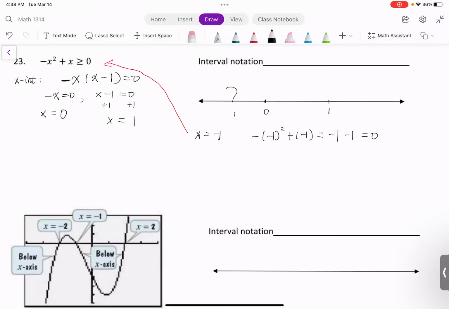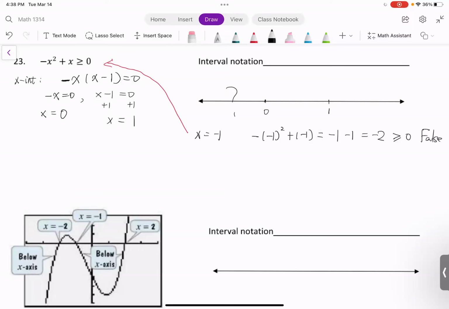No, not 0. I'm thinking y is 0. It's -2. Yay, I didn't make a mistake. So is that greater than or equal to 0? No, false, because it's a negative number.